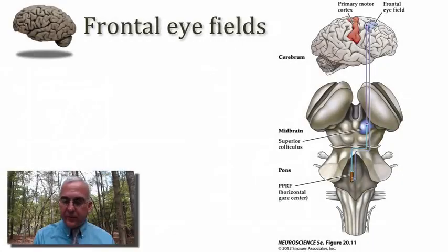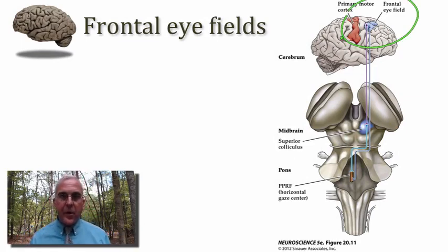Okay, well, let's talk now about the frontal eye fields. The frontal eye fields are a region in the anterior part of the premotor cortex, in the posterior part of the superior frontal and middle frontal gyri.